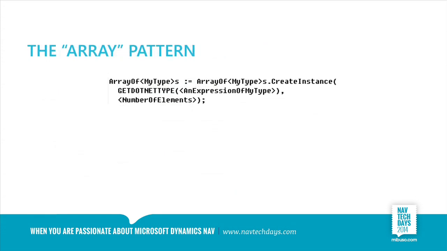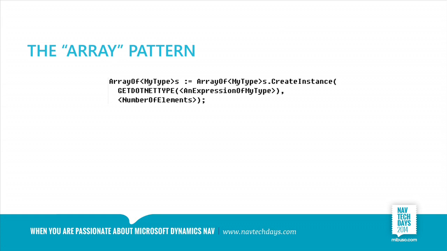When creating a .NET array in C/AL, which we will see pretty shortly, you have a very simple pattern. You declare a variable of type array, and then the syntax is this. Essentially, you have to call this CreateInstance method. Do not forget to assign it to a variable of type .NET array. It accepts two parameters. First is the type of the data that you have to create. There is this GetDotNetType function in C/AL, which helps you with that. And the second is how many elements you need.